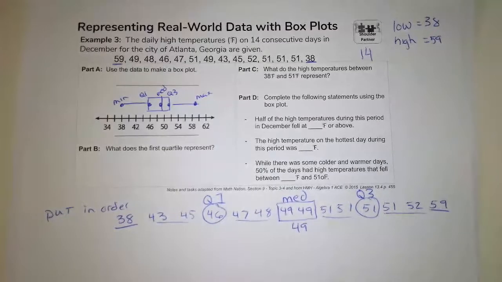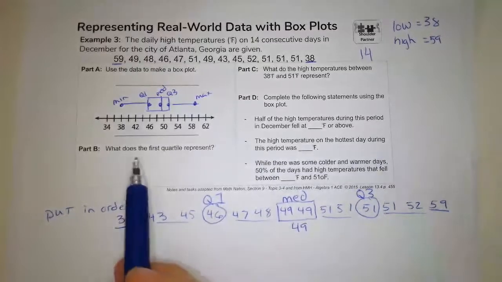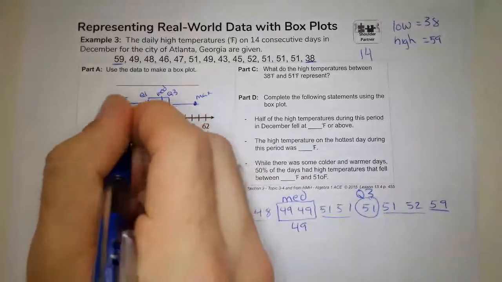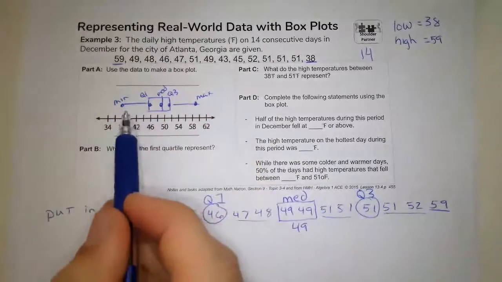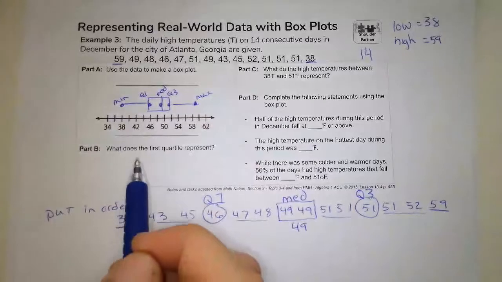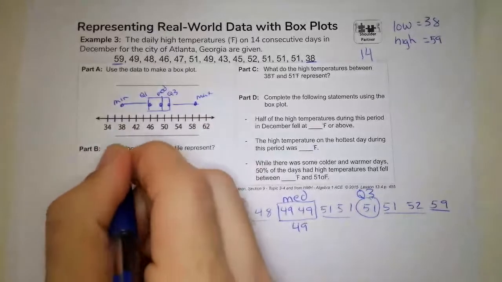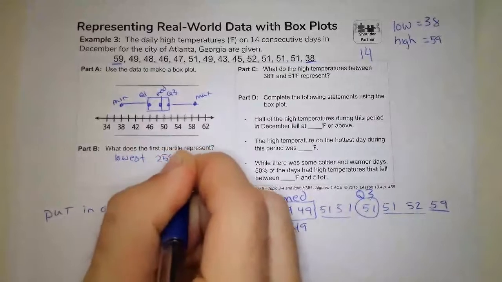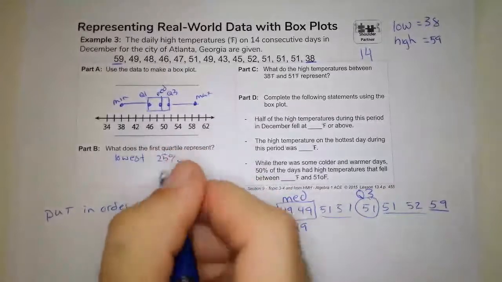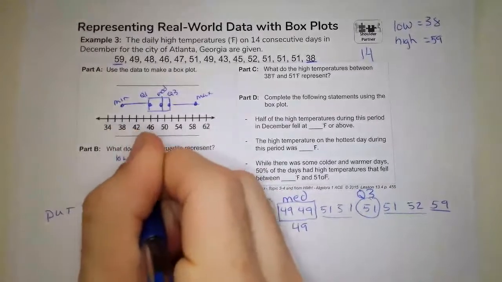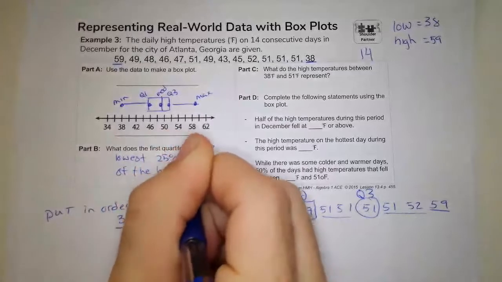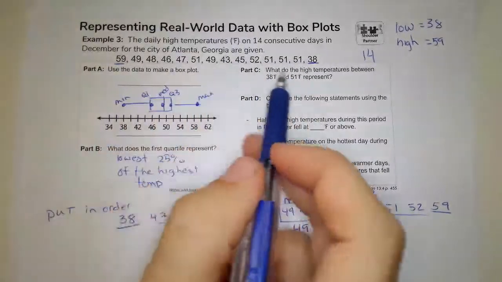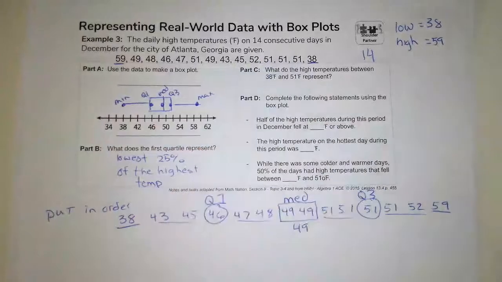Now, the question that it is asking is, what does the first quartile represent? So the first quartile, which is right here, what does it represent? That means that it is the lowest 25% of the highest temperatures during these 14 days.